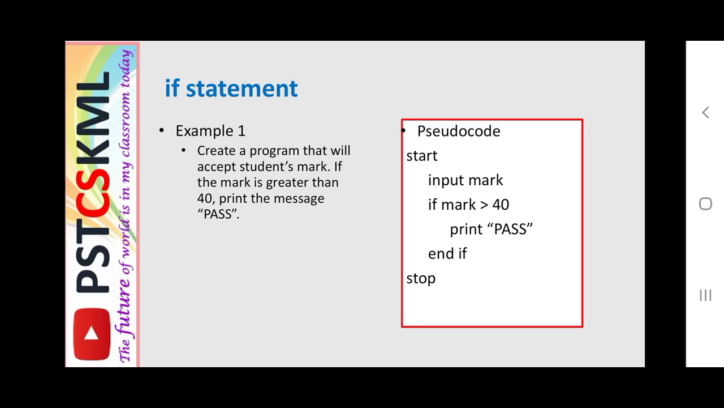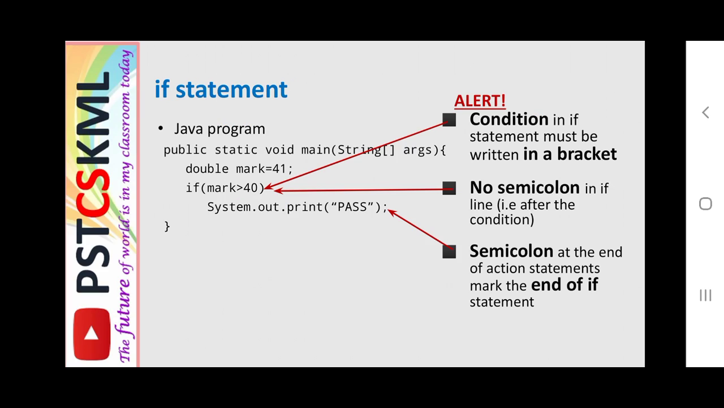Okay, for example, we have a question. You have to accept student marks; if the mark is greater than 40, print the message pass. Start, stop, input mark. If mark more than 40, print pass, end if and stop. Okay, this is the coding for that. If the mark is more than 40, condition. This is some of the things that you must know about selection.